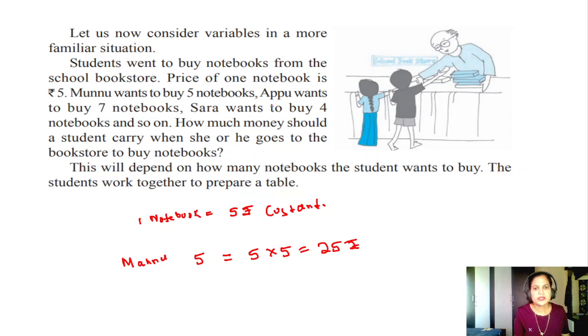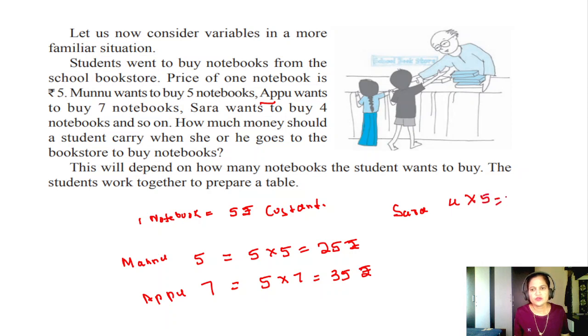Then, after Manu, Appu wants to buy 7 notebooks. Therefore, 5 rupees for each notebook into 7. 5 sevens are 35 rupees he has to pay. Then, after Appu, Sara wants to buy 4 notebooks. 4 into 5. 4 5s are 20 rupees she should pay. How much money should each student carry when she or he goes to the bookstore to buy the notebooks? These are the prices. This will depend on how many notebooks the students want to buy.